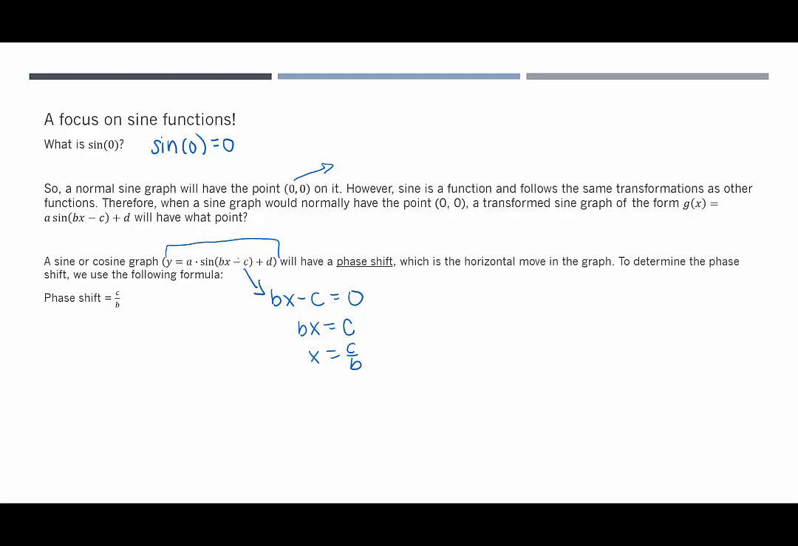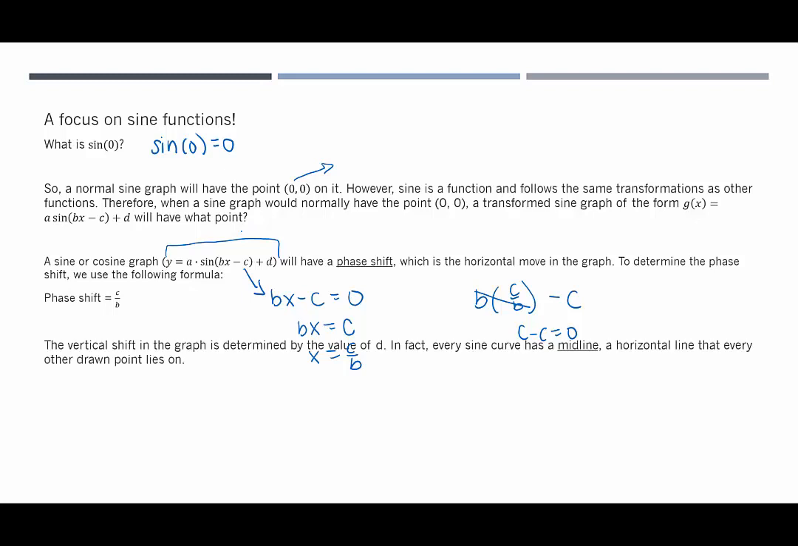So if we plug in c over b for x, we would end up getting 0 there, because we'd have b times c over b minus c. The b's cancel, we get c minus c. So there's that 0. Then we have sine of 0 is 0. 0 times a is 0. 0 plus d would give us d. So that's why we have this phase shift. That's why it's no longer just c, it's c over b. So that's the movement left or right.